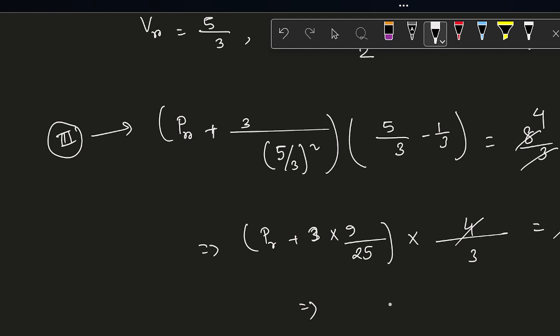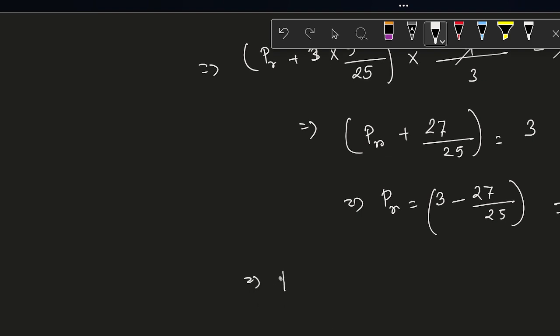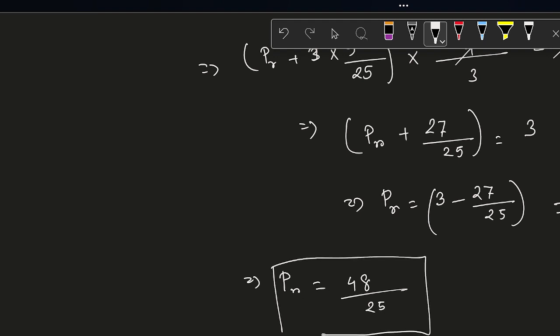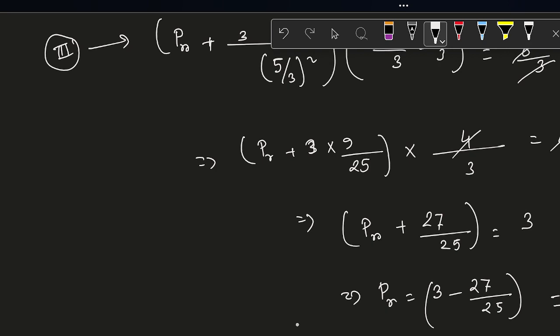Right, so this is just PR plus 27 by 25 equal to 3. So you get PR equal to 3 minus 27 by 25, which is 75 minus 27 by 25. So you get your PR equal to 48 by 25. So this is your reduced pressure value that is calculated from the reduced equation of state.